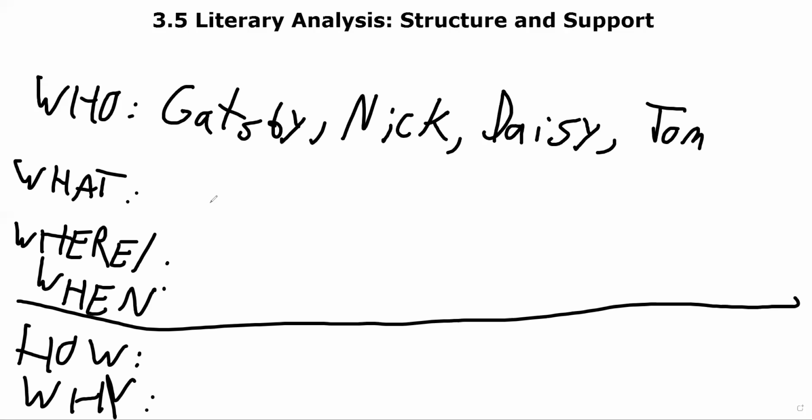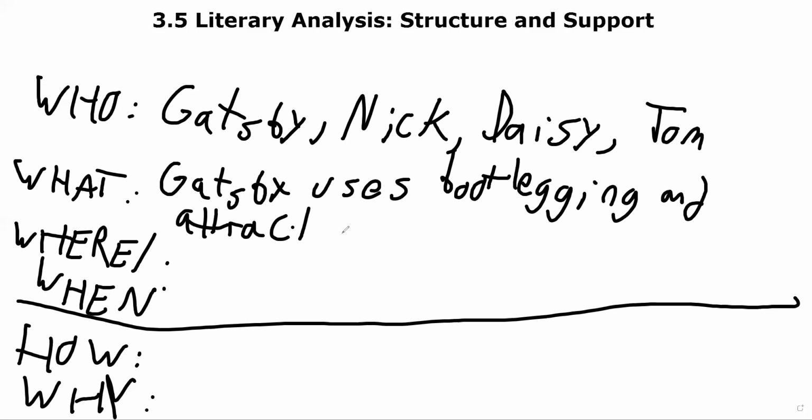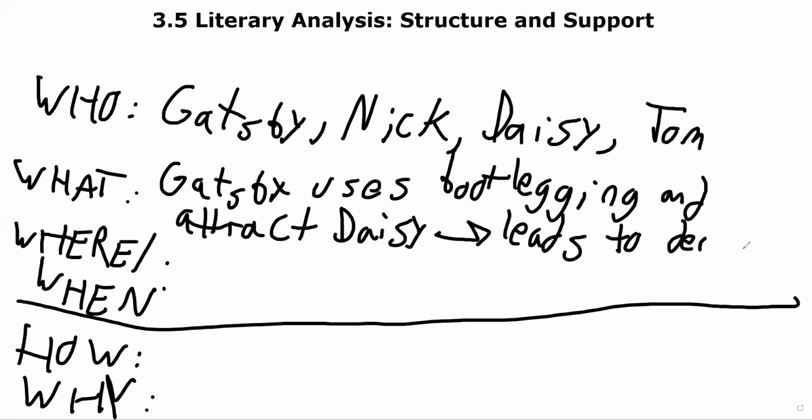The what would be the plot. And so we understand that Gatsby uses bootlegging essentially to become rich and attract Daisy. However, once he's exposed, there is a chain of events that leads to his death. And also the disillusionment of Nick, the narrator.